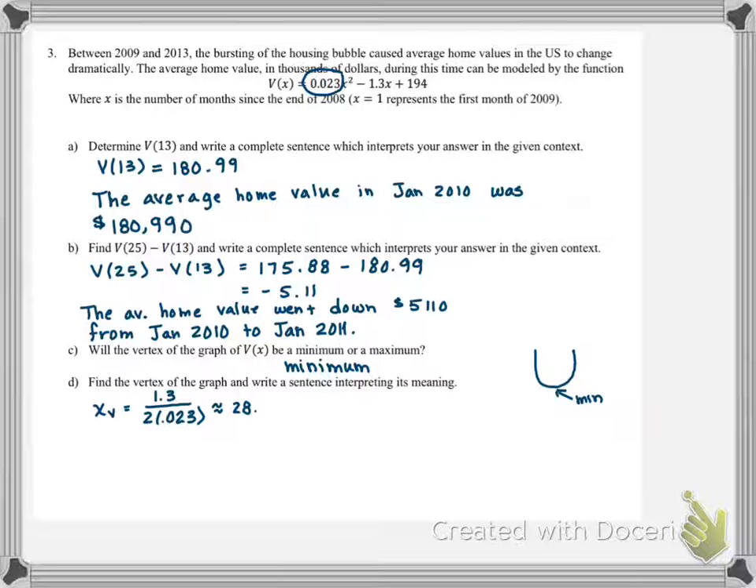What do you guys get? It was 28 point something, right? We'll call it 28.3. Did I just find my vertex? Is that the vertex of this graph? Why not?